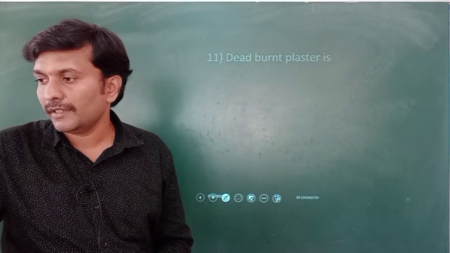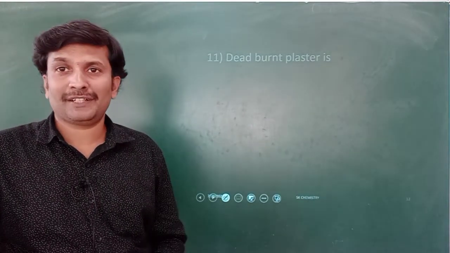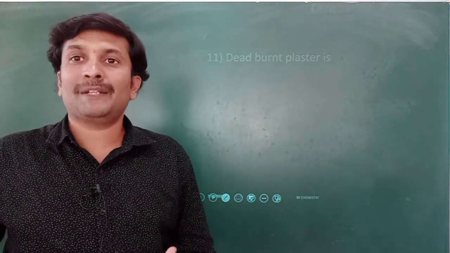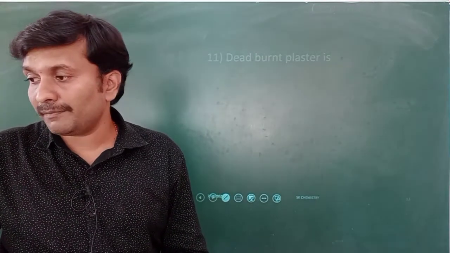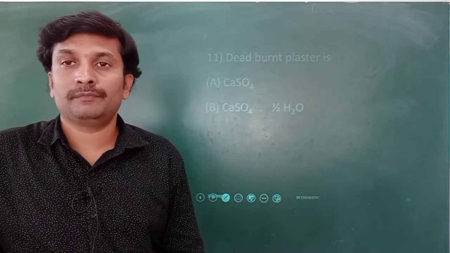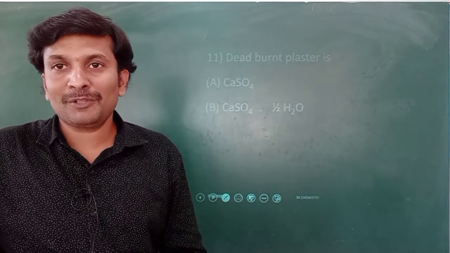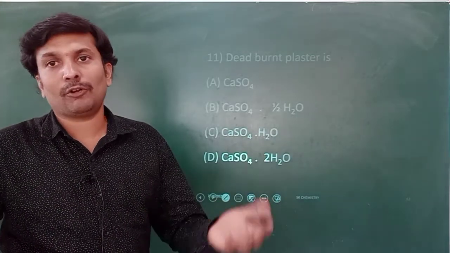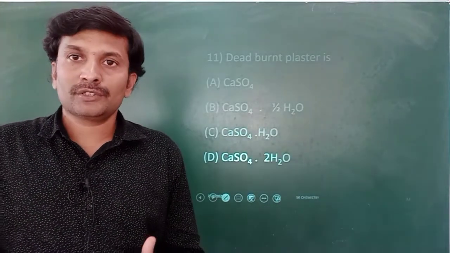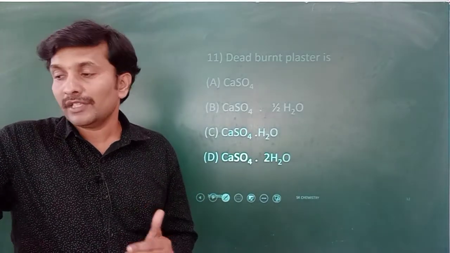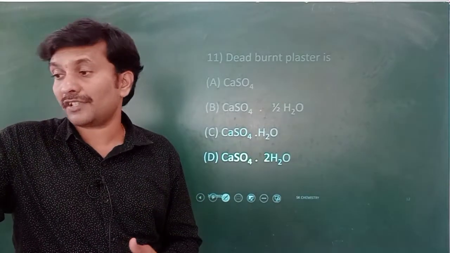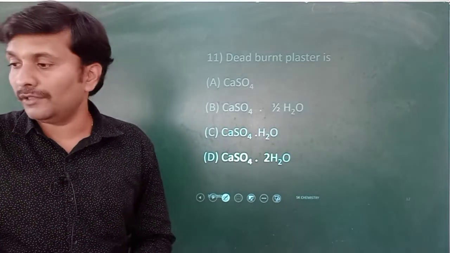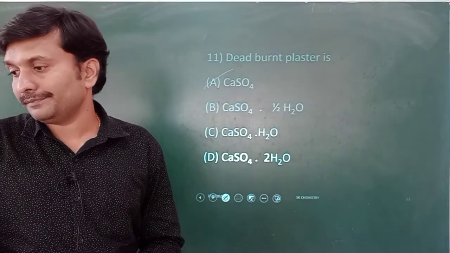Next, dead burnt plaster. Again, it is one of the easiest questions only. If you know the plaster of Paris formula, and if I heat it, what will happen? All the water molecules are removed. So when all the water molecules are removed, dead burnt plaster of Paris is given as which one? Without water molecules. So it is option A.